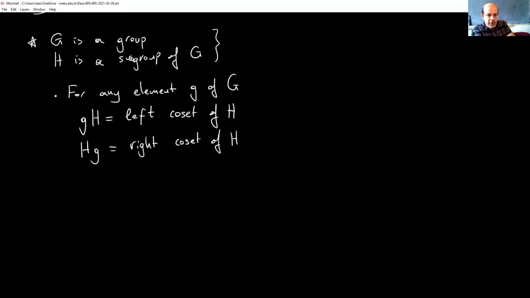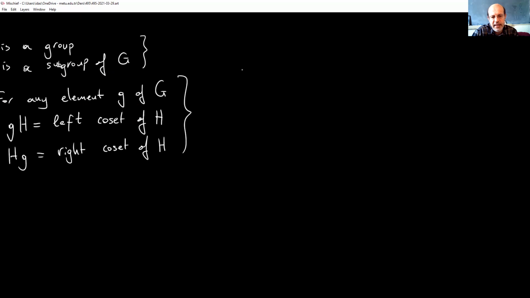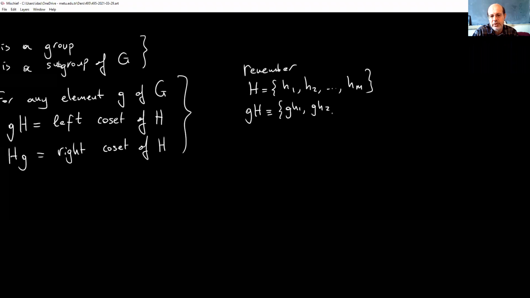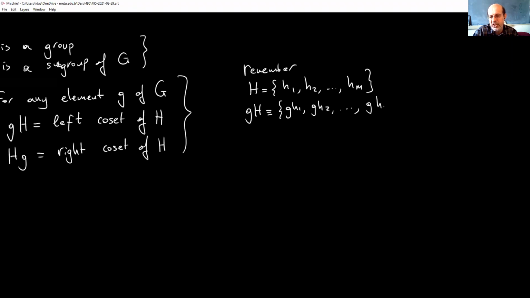Okay. So again, remember these, right? Just remember. If H is, I don't know, the elements H1, H2, let's say Hm, one of them is identity, probably this one. In any case, G times H is defined as GH1, GH2. I basically take the product of each and every element with G. And HG is H1G, H2G, and so on.